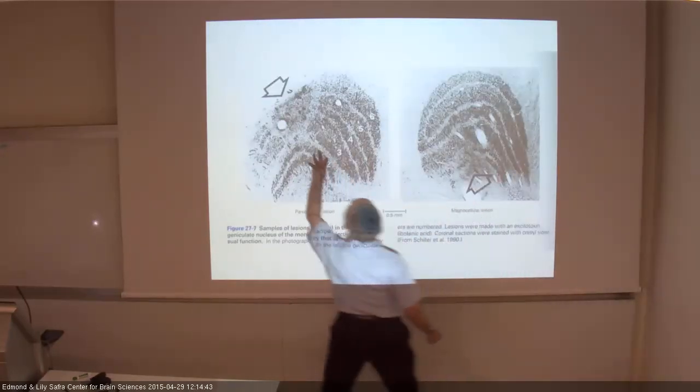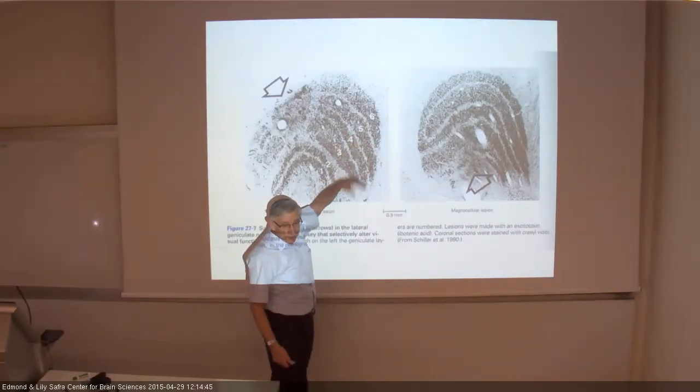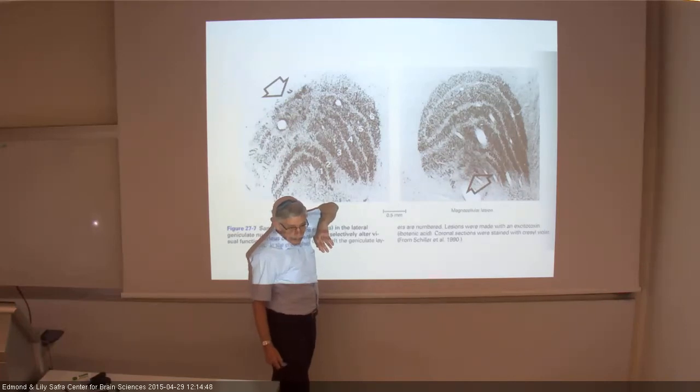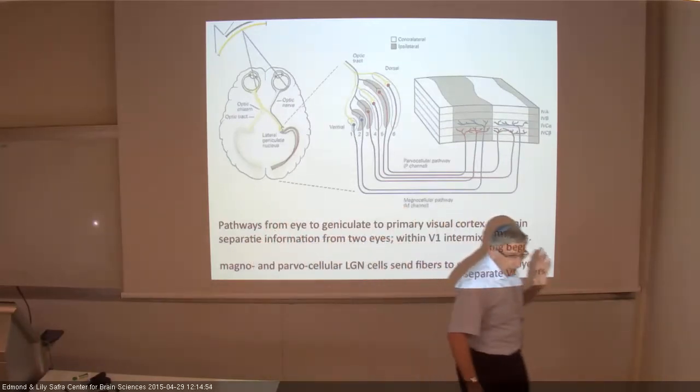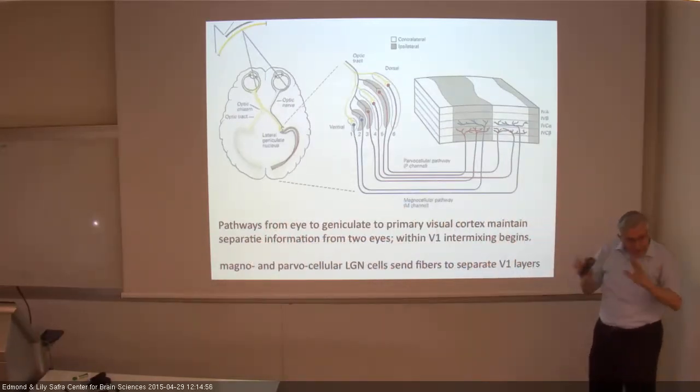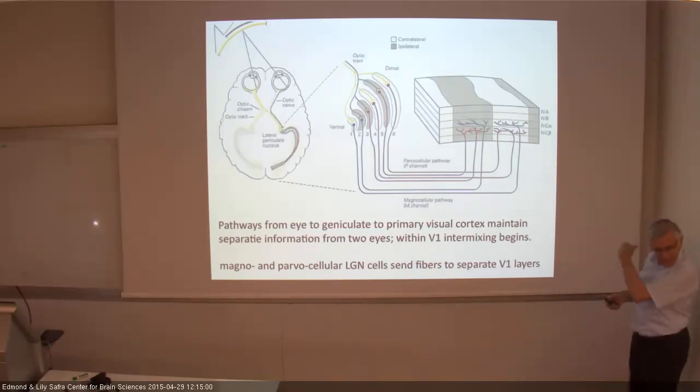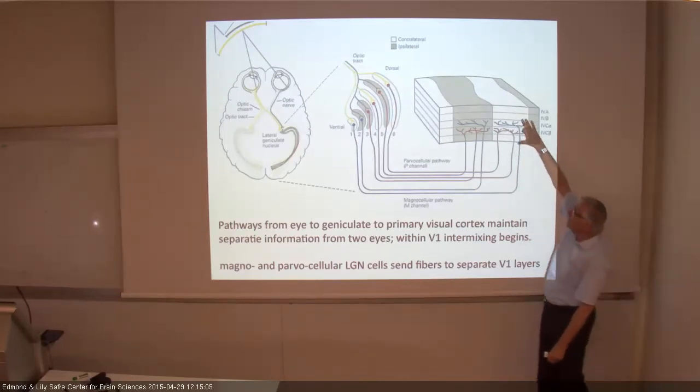Here. These are the magno and these are the parvo cells, and the cells are different sizes. Small and large. What I ask is, the receiving cells in the visual cortex, are they separate? Yes. How they combine or not becomes much more complicated with the higher areas, but wait a minute, give me a moment, and I'll show you how we go from here to the next slide. But there's something else important to notice here.